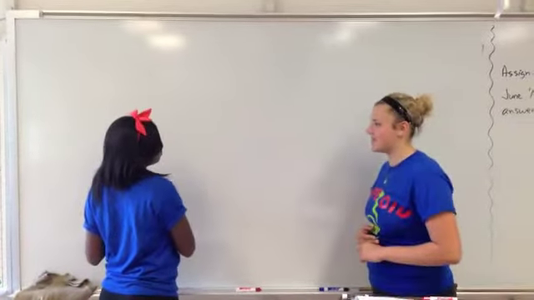Parallelogram and trapezoid. Quadrilateral tree diagram. Quadrilateral is our first shape in the family tree.